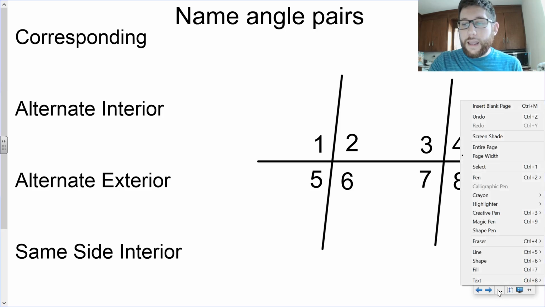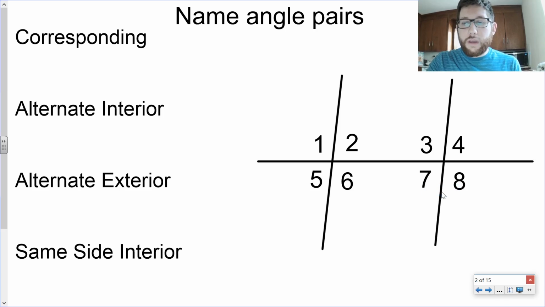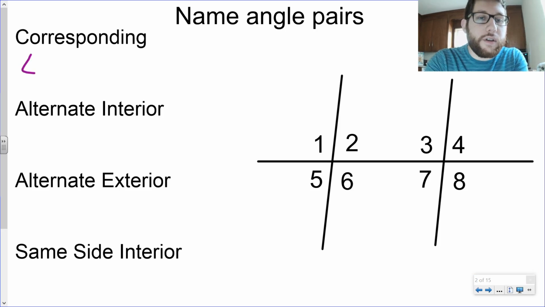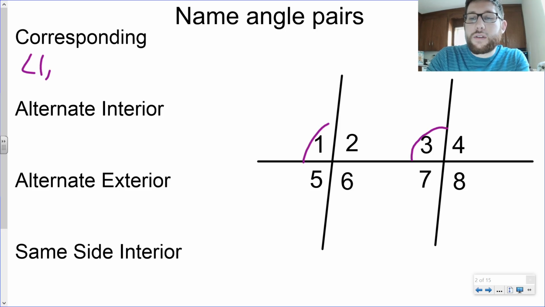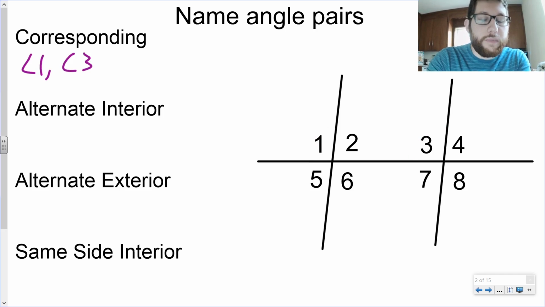Let's start here by naming some angle pairs. Now, it's important that we can recognize these angle pairs, especially alternate interior angles. We're going to see those so much down the road. So we're going to name all the angle pairs here. We're going to start with corresponding, and let's think if we can find any corresponding angles. Well, remember, corresponding is like matching angles. So which angle matches with angle 1? Well, angle 1 matches with angle 3. Notice they're both in the top left corner. So angle 1 and angle 3 would be a corresponding angle pair.